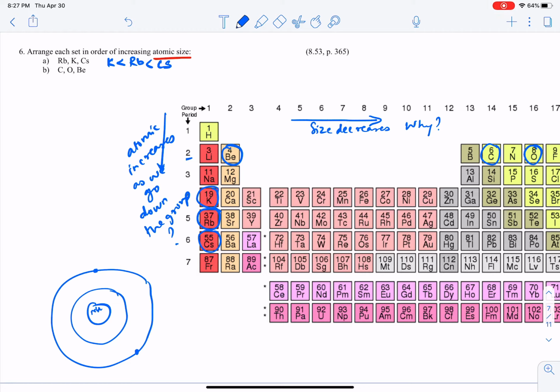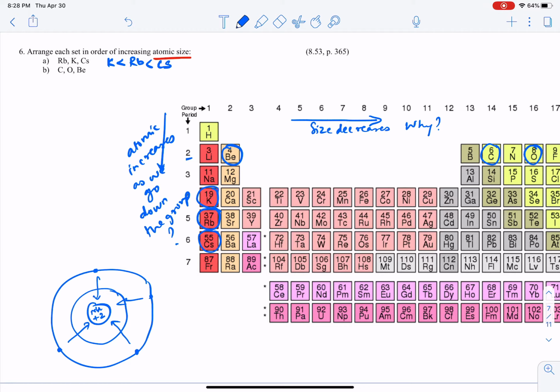Now when you want to go to carbon, you add 2 more electrons in the same shell. You are not increasing the orbit, you are having the same shell to which you are adding the electrons, but at the same time there are 2 extra protons added in the center, so they can pull this more strongly. And that's why the size decreases as you move towards the right.